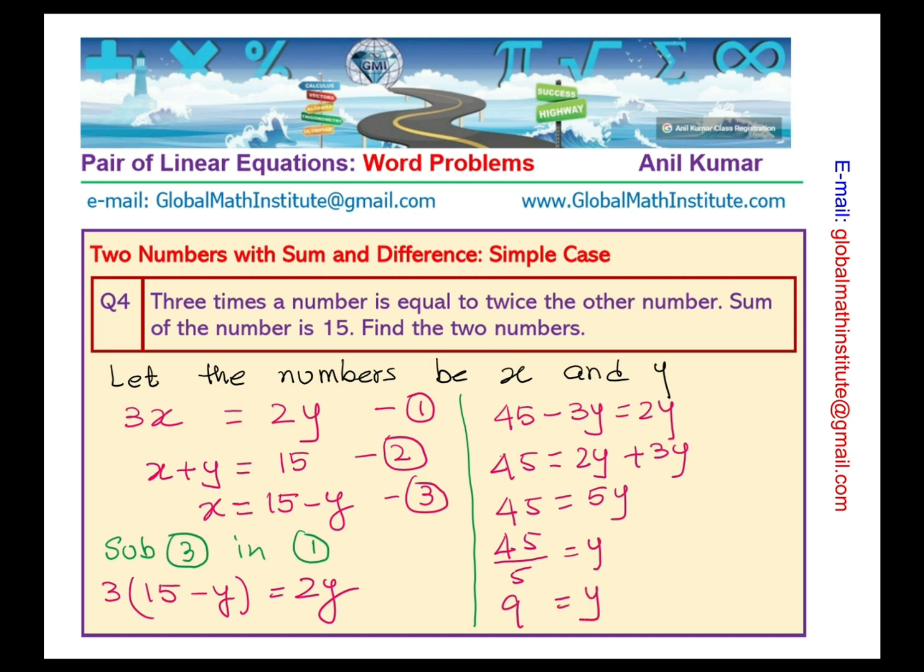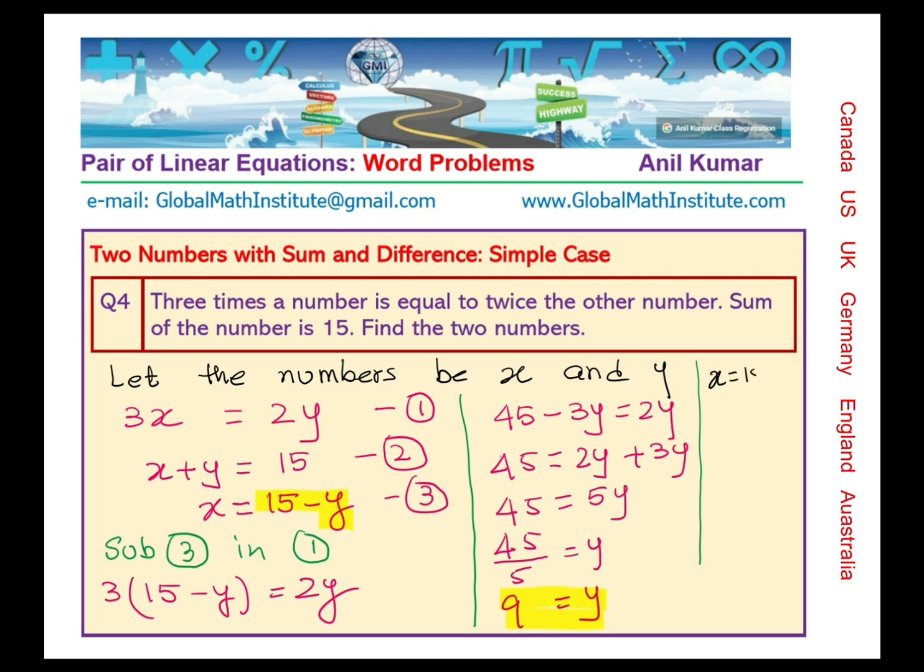Clear? Once you get 9 as a value of y, you can find x by using equation 3. Perfect. So let's find the value of x. So x is 15 minus y, which is 15 minus 9, which is 6. So we have our answer, and the solution is x equals to 6, y equals to 9. Is that clear to you? You can see that their sum is 15, right? So that is how we can solve question number 4.